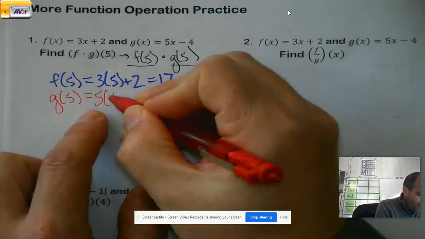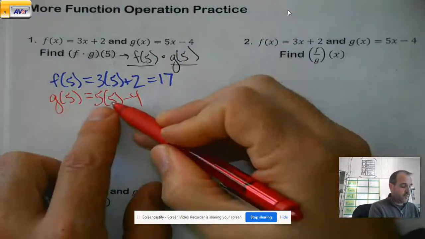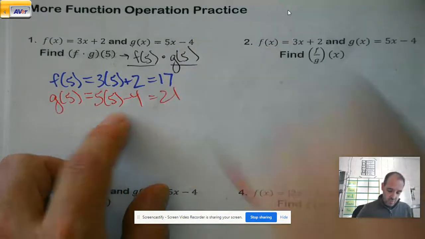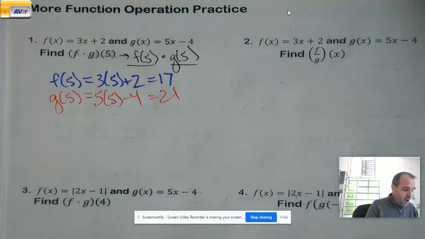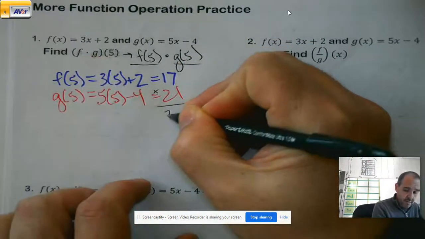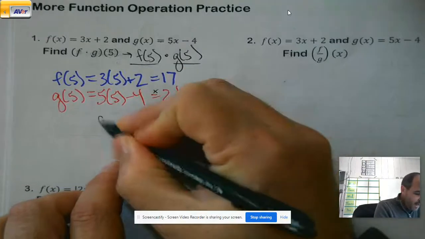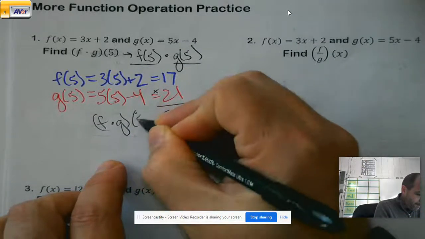5 times 5 minus 4. Because again, I'm just plugging into the g function. 25 minus 4 is 21. And I got to multiply those together, because that's what it says, multiply. And this would be f times g of 5.